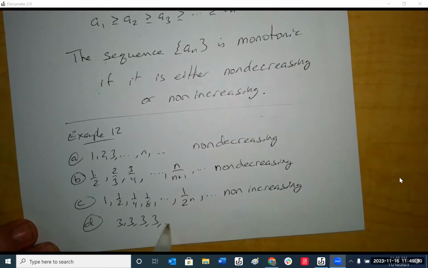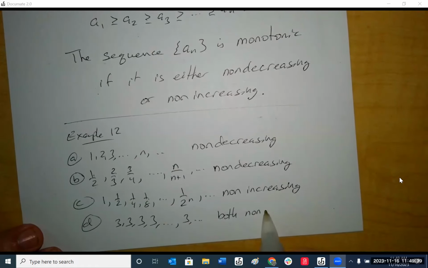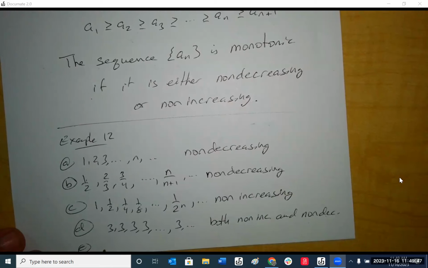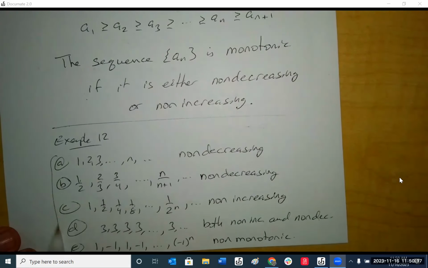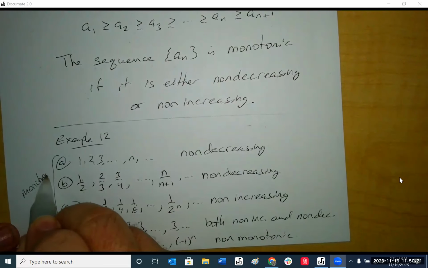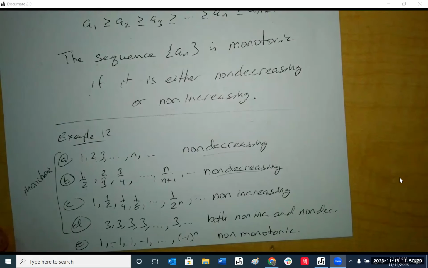D: 3, 3, 3. It's both non-increasing and non-decreasing. And the last one, 1, -1, 1, -1, that's -1 to the power n. It's neither, this is increasing and decreasing, therefore it's non-monotonic. These are all monotonic because they're either non-decreasing or non-increasing. But this last one is neither increasing or decreasing, so it's non-monotonic.